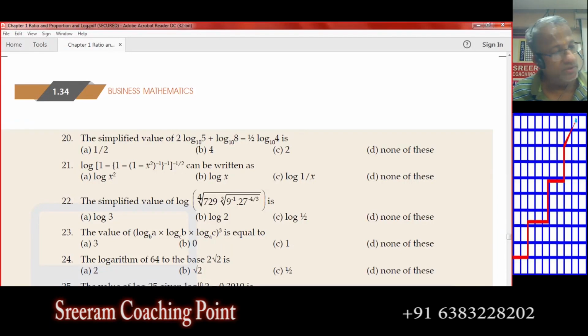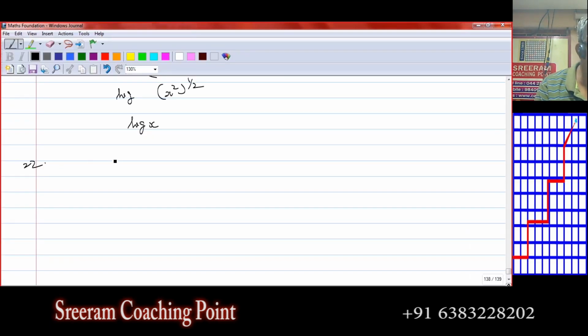So, what is the answer for this particular question? I got log 3 as A. How has it got to be taken up? Always remember the one that is the innermost should firstly be focused. Firstly, let us just read it out. The rest, note it down. 4th root of 729 into cube root of 9 to the power minus 1 into 27 to the power of minus 4 by 3. Correct?